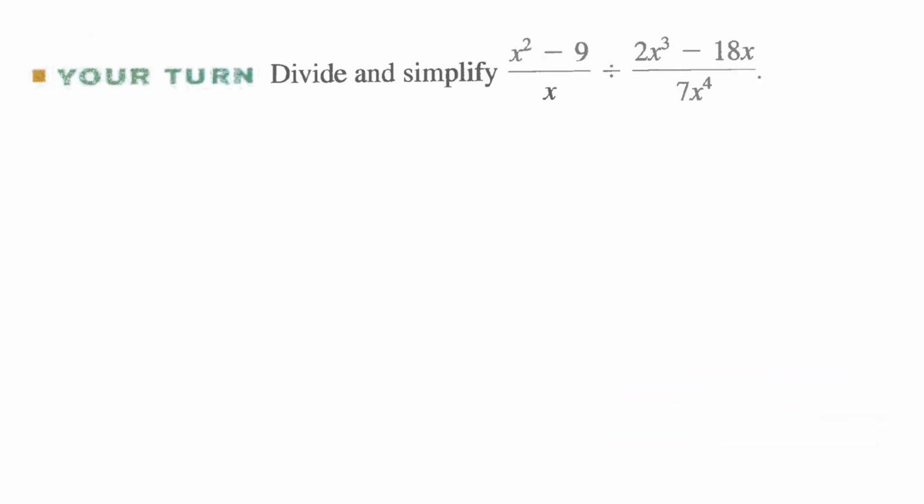Your turn. Correct answer, 7x squared over 2. X can't be plus or minus 3 or 0. All right, that will do it. Any questions, make sure you're asking in class.